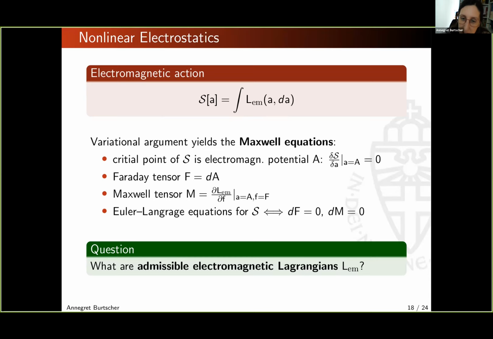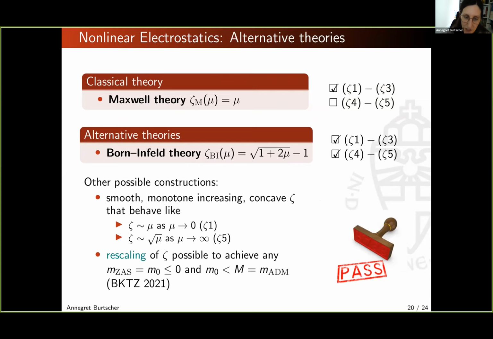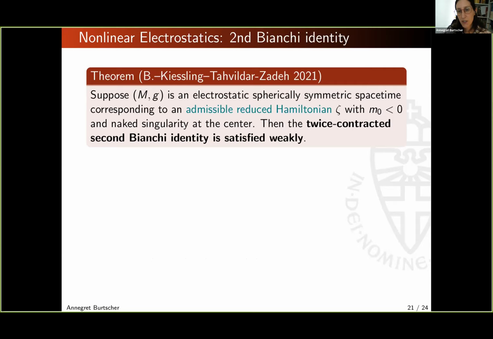I will just skip this. There are some standard criteria that we want to satisfy, but the last two are the ones that are not satisfied by the Reissner-Nordström solution: we want a finite electrostatic field energy and a sufficiently mild curvature singularity in order for the second Bianchi identity to hold weakly. One can show that Maxwell doesn't satisfy that, but there are other theories which do. And the basic result then is that for these kinds of admissible reduced Hamiltonians, we can show that the second Bianchi identity is still satisfied weakly.